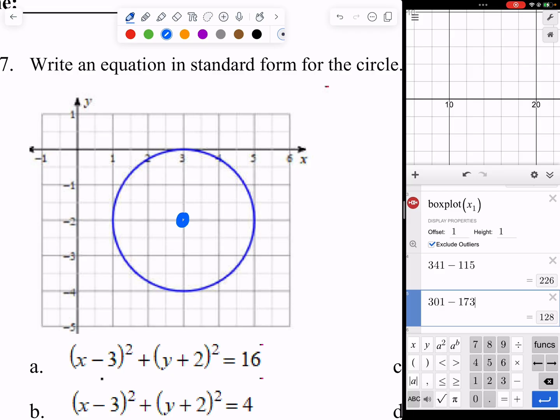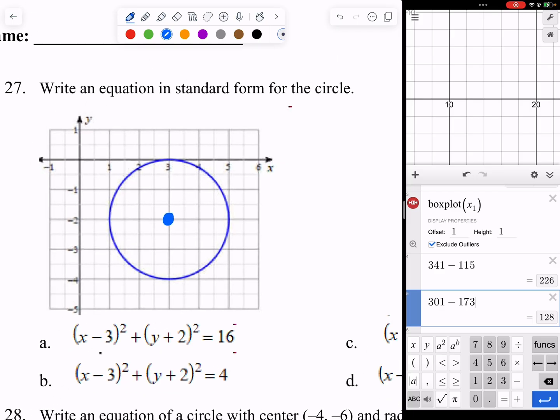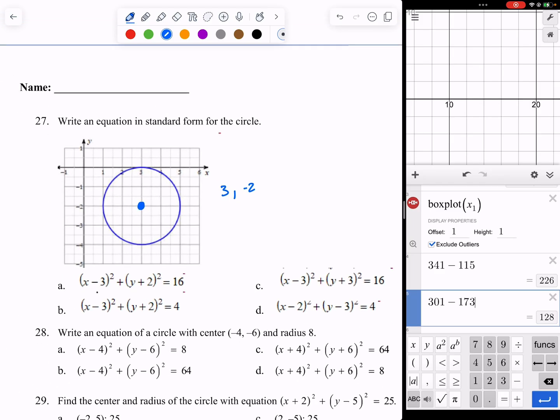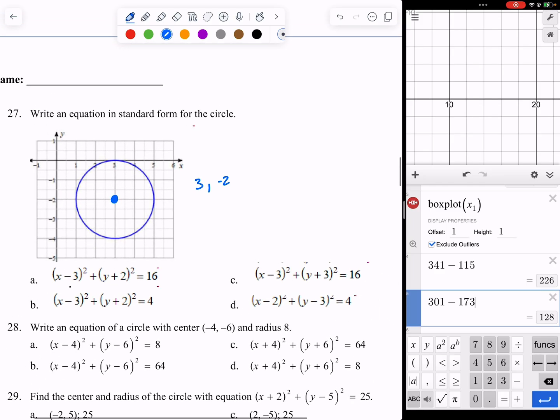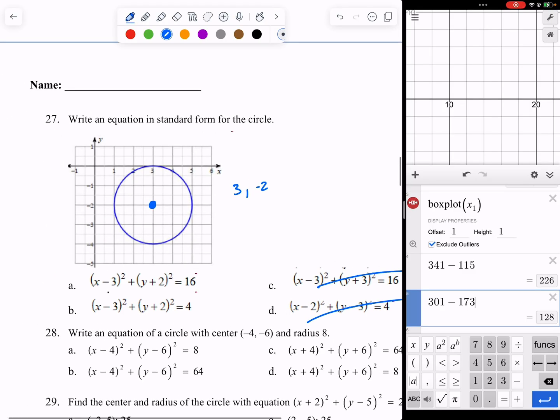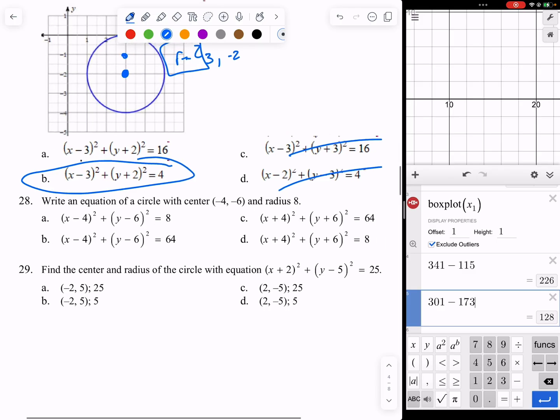Okay, center 3, -2. Now you've got to flip. 3, -2. So those are out. Now radius is 2, so 2 times 2 is 4.